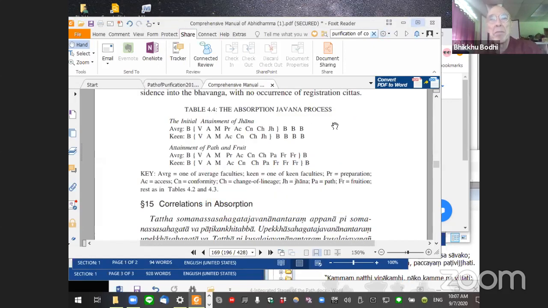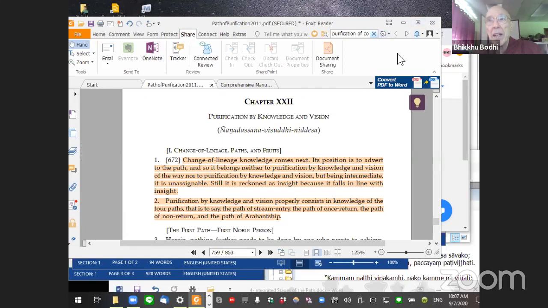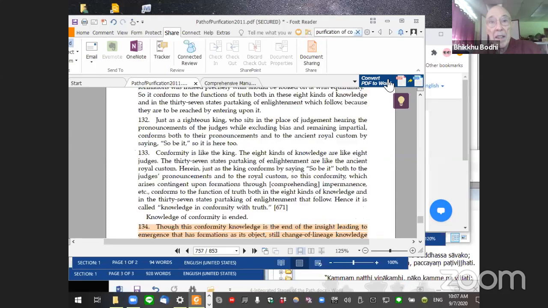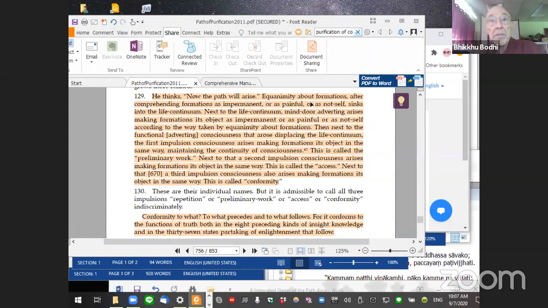And so if we track this in terms of the Abhidhamma scheme for the attainment of path and fruit, with our average meditator, after coming out from the bhavanga, there comes the moment of mind adverting consciousness. So we have the bhavanga or life continuum, then the mind adverting consciousness arises, taking formations, the sankharas, the conditioned phenomena, as its object, seeing these conditioned phenomena as either impermanent, as dukkha, or as not self, in the way taken by equanimity about formations.